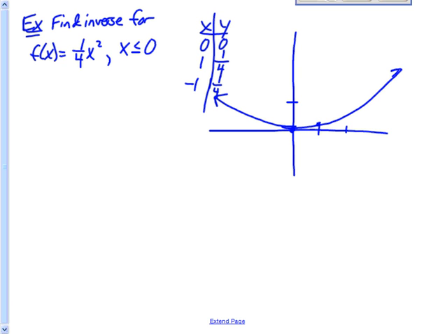Okay, but now it's restricted. X can only be less than or equal to 0. So this right hand side, we don't have that. Okay, so it's only that part of it. Now you notice this thing passes the horizontal line test, right? In other words, for each y value that you have, there's only one x value as well. Okay, so that's what that horizontal line test is testing.